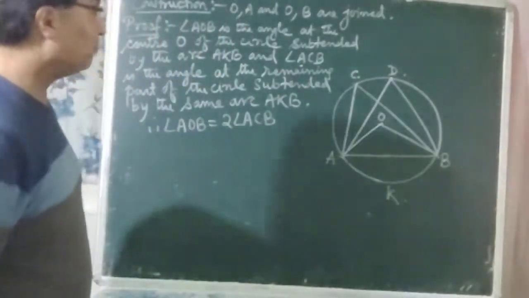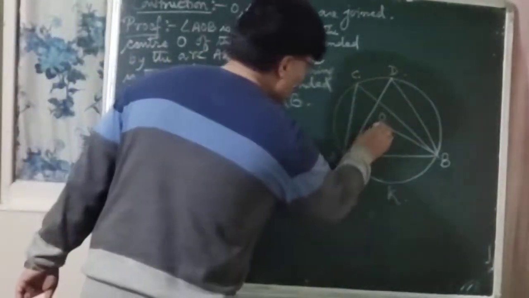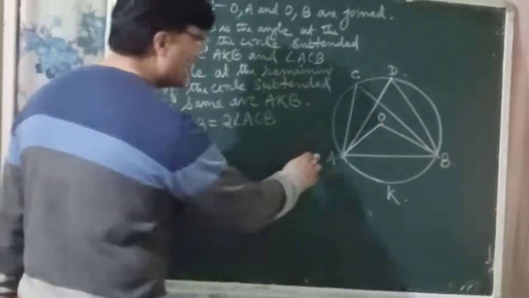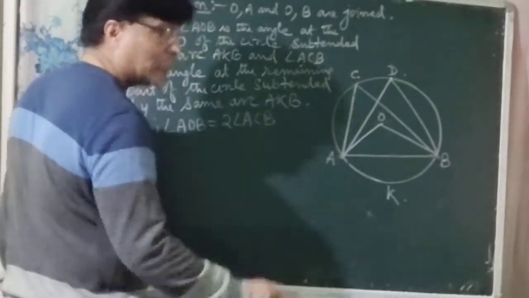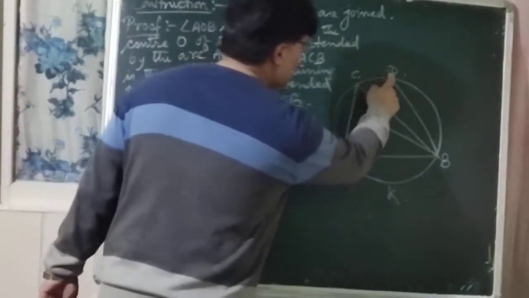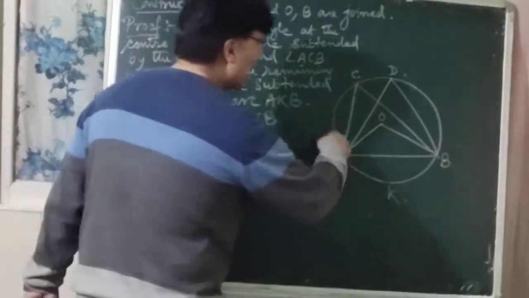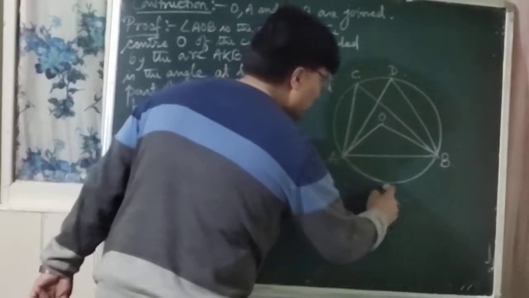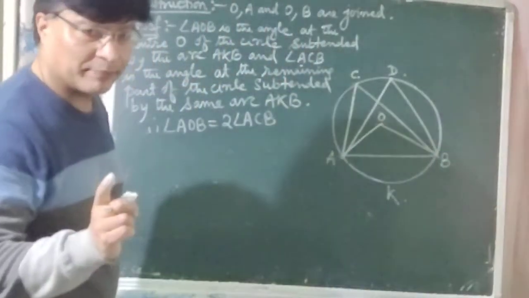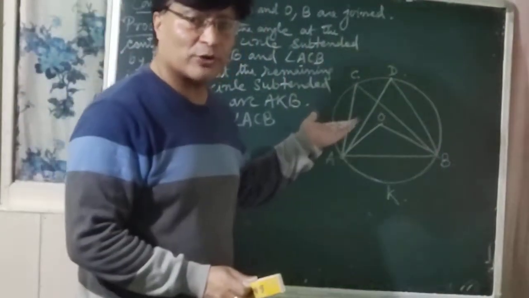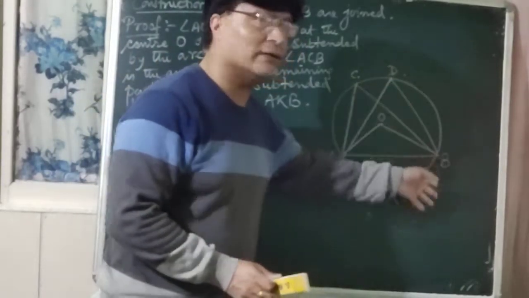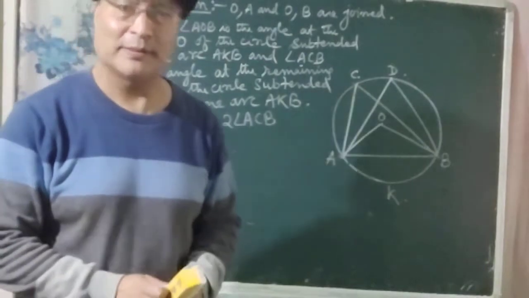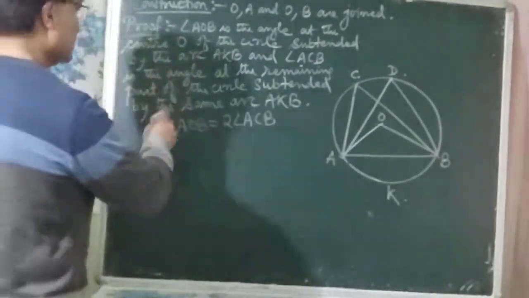Now similarly, angle AOB is the angle at the center O of the circle subtended by the arc AKB, and also angle ADB is the angle at the remaining part of the circle subtended by the same arc AKB. So here also from previous theorem number 3, what can I write? Angle AOB is equal to twice angle ADB. Right? So let us write it here again.